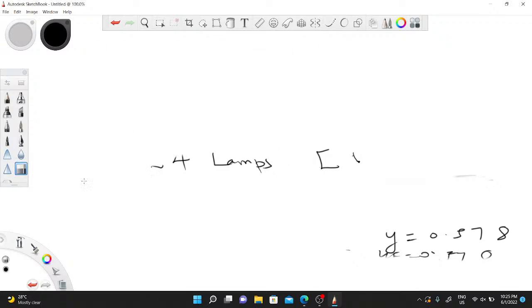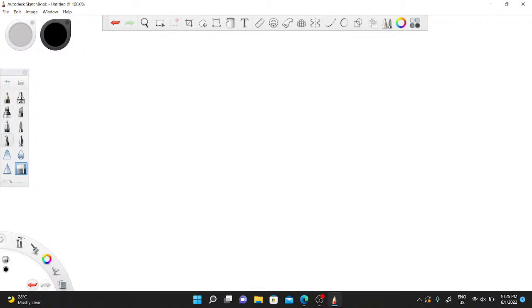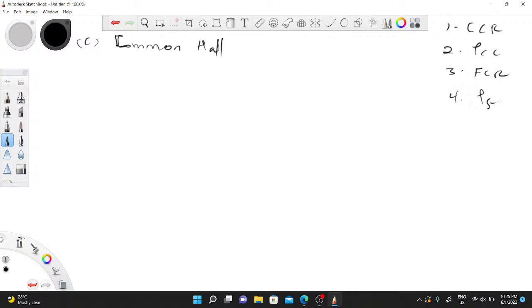Let's move on. Now we also have to evaluate the common hall. So now C is common hall, so it's now the cavity for the common hall. I keep on writing the steps, for my own sake and also for all of us. So CCR, rho CC, FCR, rho FC, RCR, UF. So we have all the parameters, right?